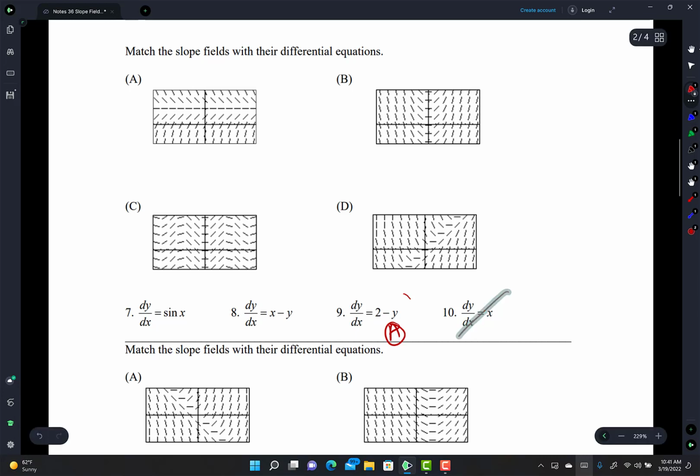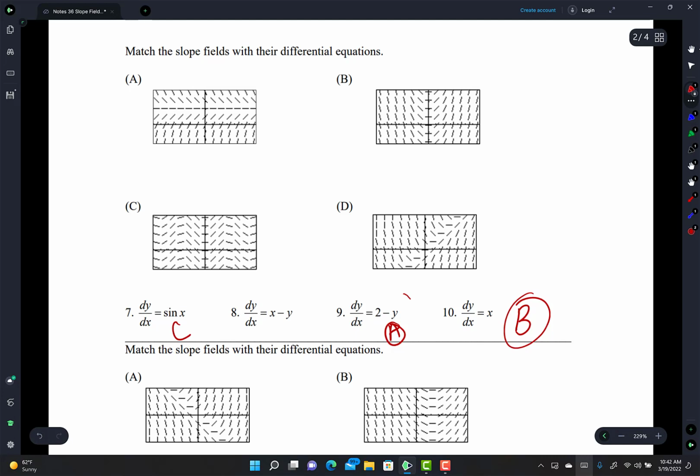Okay, look at letter B. Letter B just looks like what? Parabola, affected by x. It doesn't look like it's affected by y at all. So is there anything that just has x's by itself? So number 10 is B. Letter C looks like it's just going up and down, up and down, up and down. Which one does that look like? Sine. So number 7 is C.